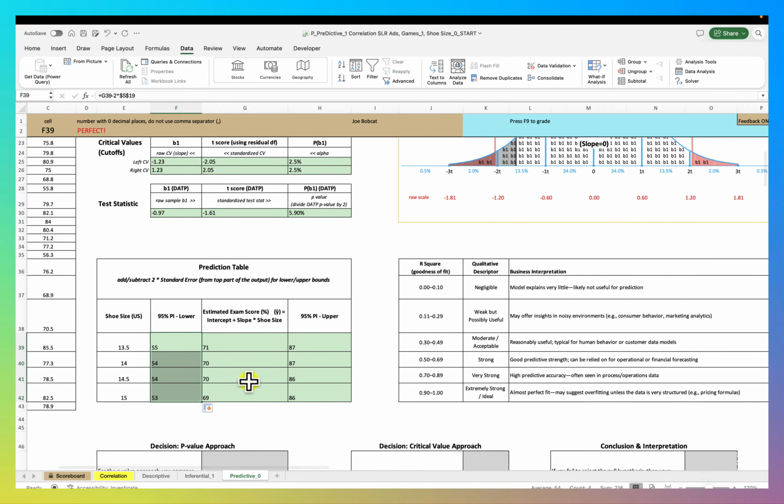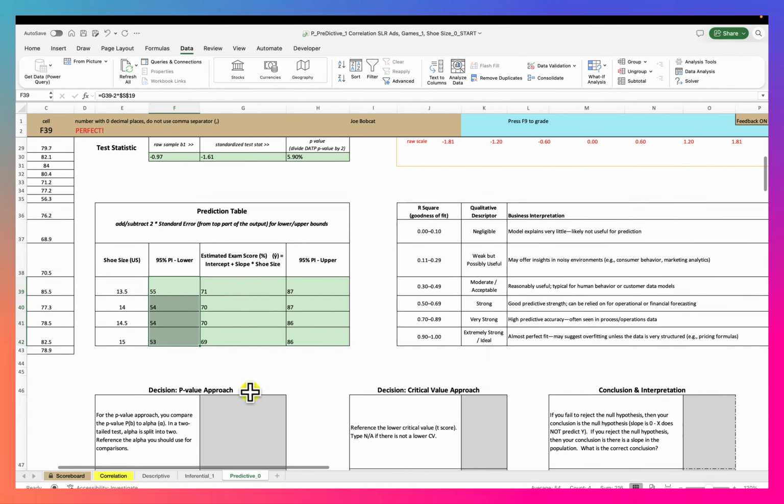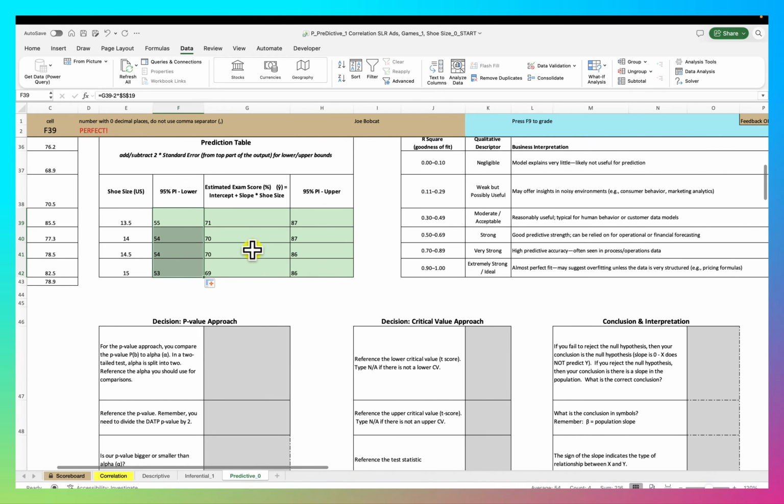As you can see, the slope is negative, so we're actually predicting that as shoe size increases, exam score goes down. But again, we're doing this just as an academic exercise, because the truth is we wouldn't fill out this table at all once we've decided that we're failing to reject the null hypothesis, because there is no predictive power. Okay.